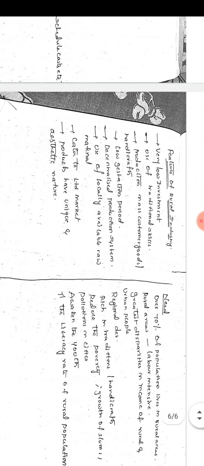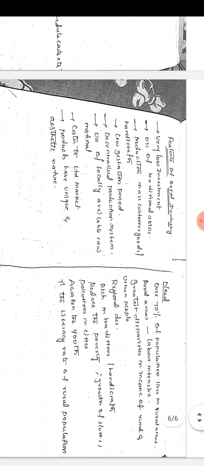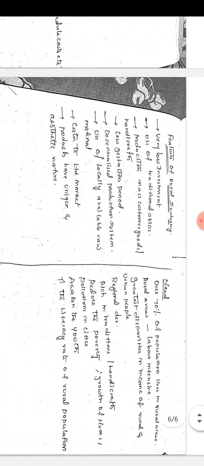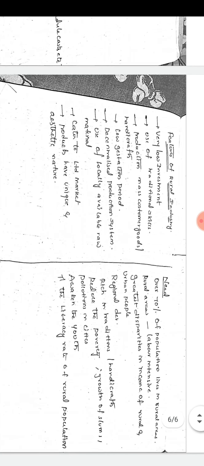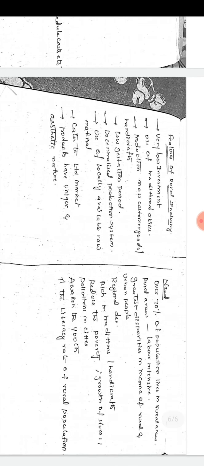Next, what are the features of rural industry? There is very low investment. The investment will be very low in the rural industry, and they use traditional skills, and they produce mass consumer goods and handicrafts, and there is a decentralized production system, and they use locally available raw materials, and they cater to a limited market, and the products have unique value. These are the features of rural enterprises.